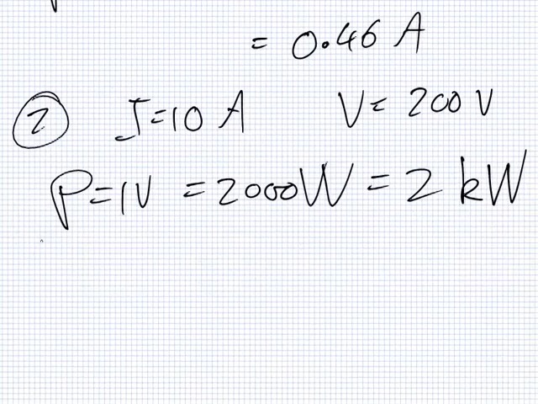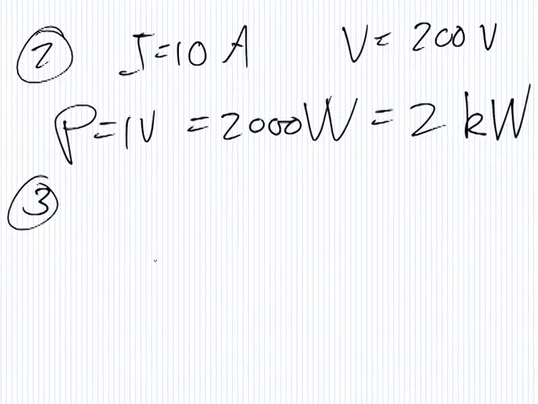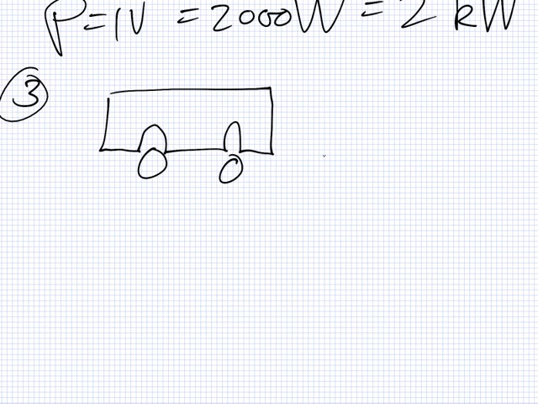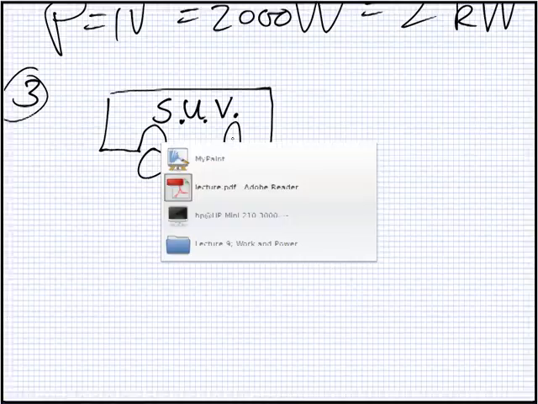Now, number 3, the interesting one. Anybody get number 3? No, that's still lower. That's a car. It's an SUV. This is a Mercedes. Yeah, it's an SUV.